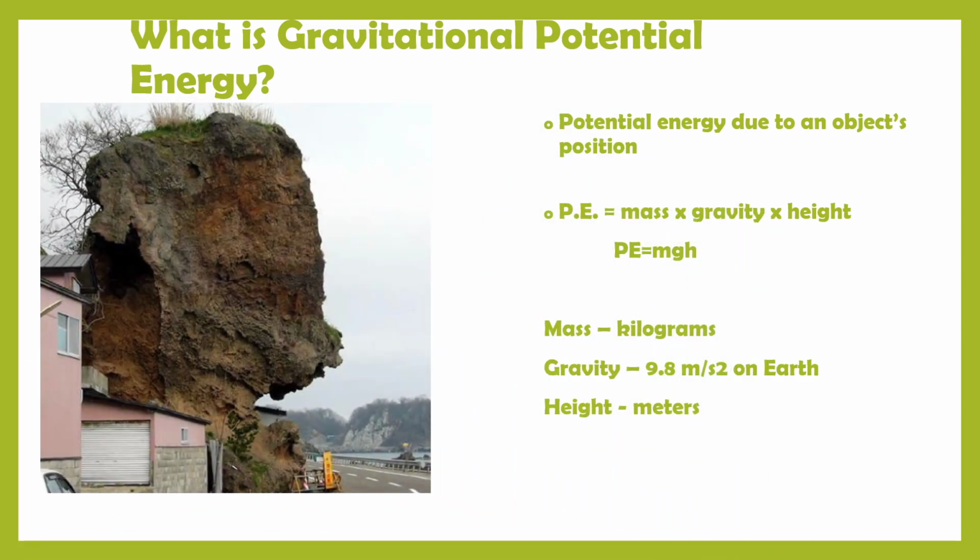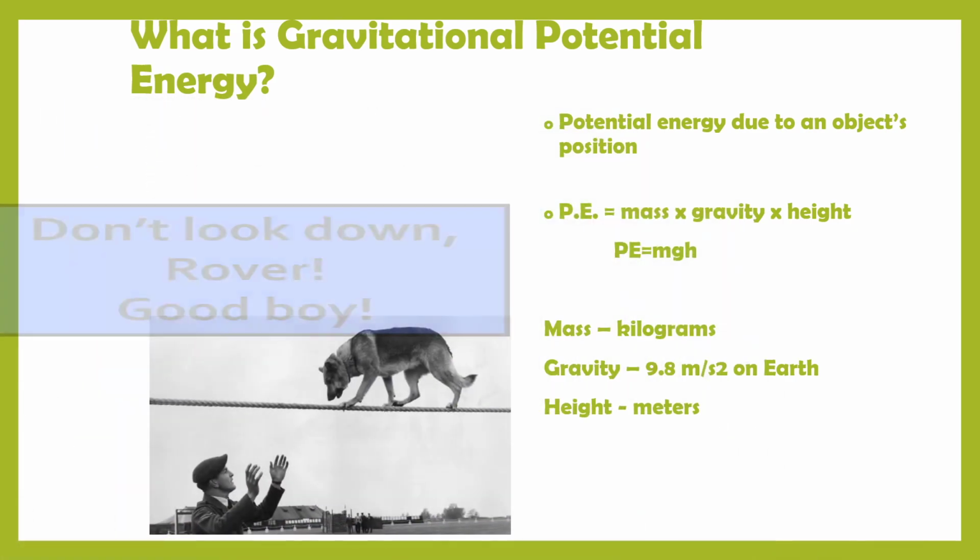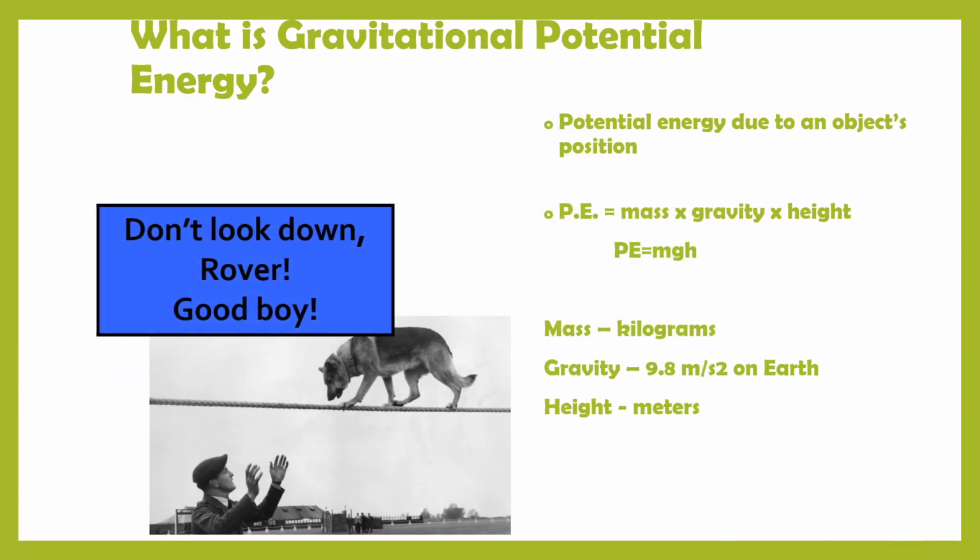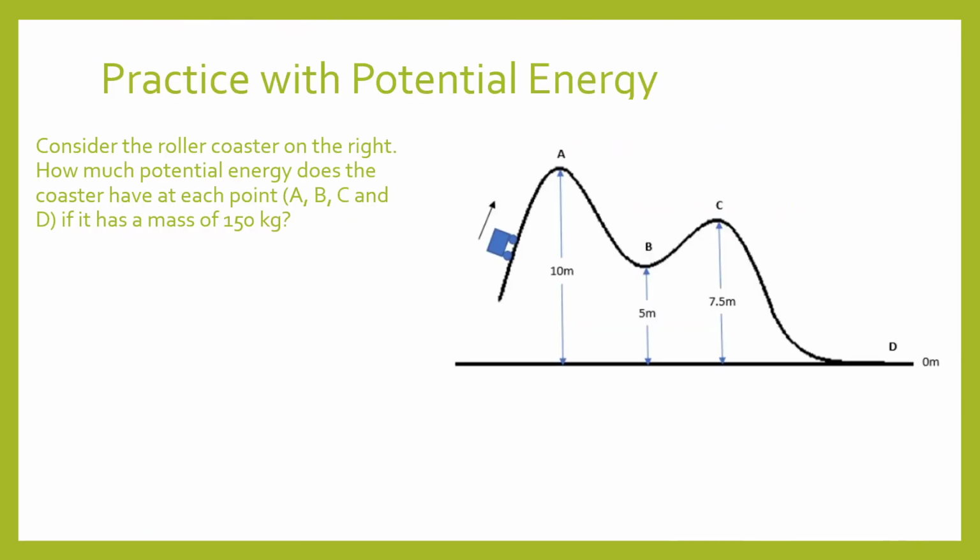So here's another example. That's a lot of gravitational energy that is just waiting to fall. And of course, if you're up on a high string, you might have some potential to fall, potential energy. So what we're going to do now is some practice with potential energy and actually using that equation. Just a reminder, that equation is potential energy, PE equals mgh.